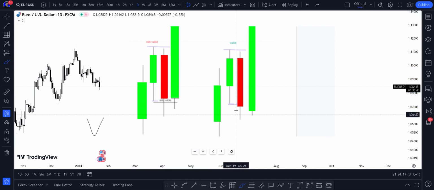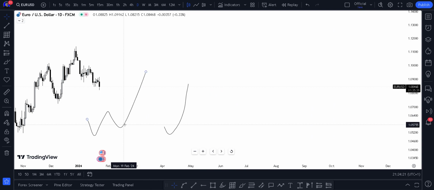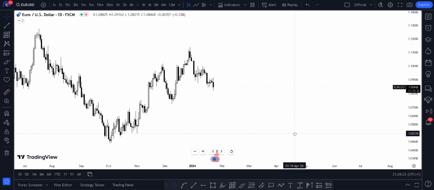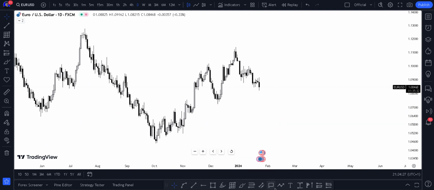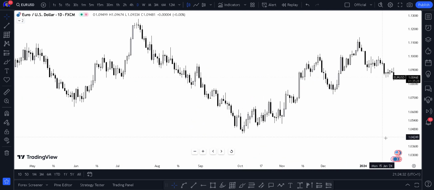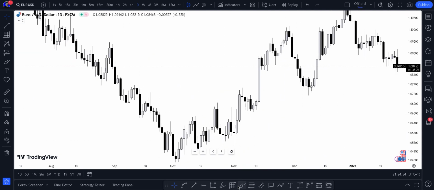So this is the pullback rule, and by following that pullback rule, this is how you understand and have clarity on how the trend is moving. So let's start from right here. Let's just look at the left side of the screen. Let me zoom in a little bit more so you can actually see the pullback rule.